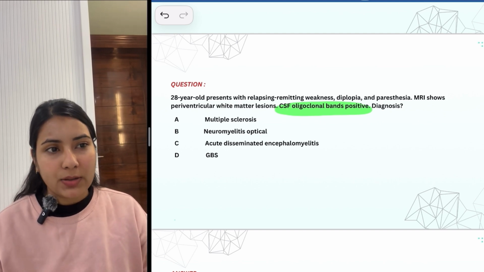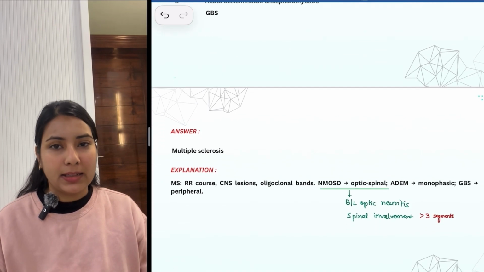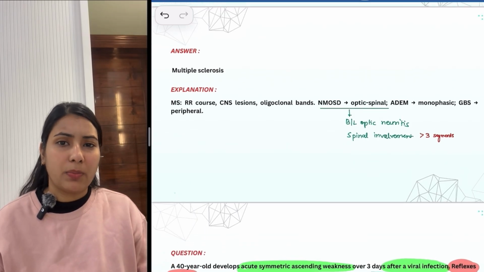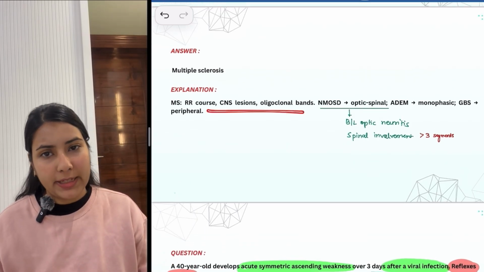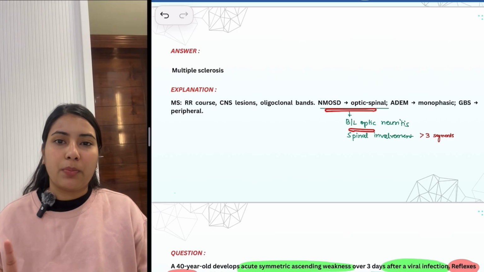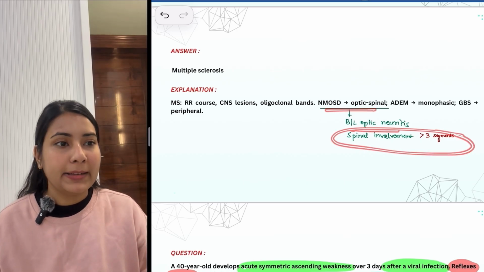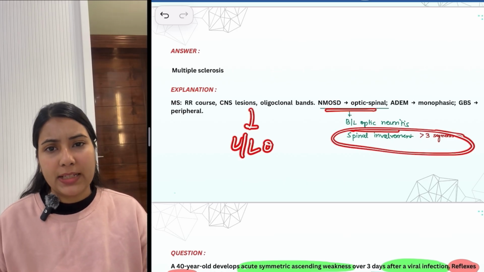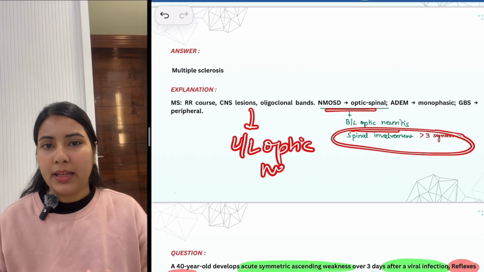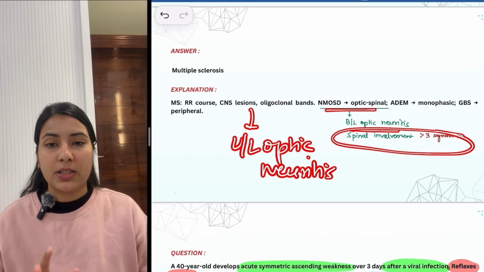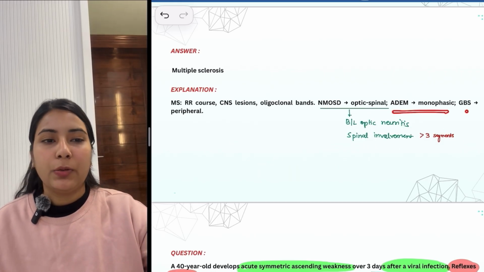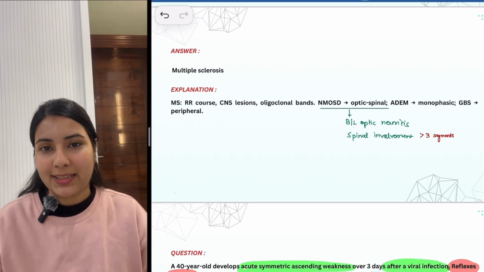Neuromyelitis optica is an optico-spinal disorder. In this you have bilateral optic neuritis, and spinal involvement of more than 3 segments. Multiple sclerosis also has optic neuritis, but it is generally unilateral, right? ADEM is monophasic, that is acute disseminated encephalomyelitis, and GBS causes peripheral neuropathy. So moving on to the next question.